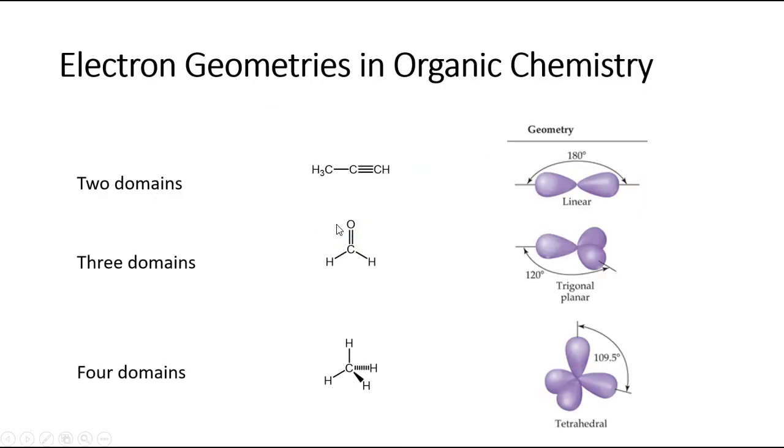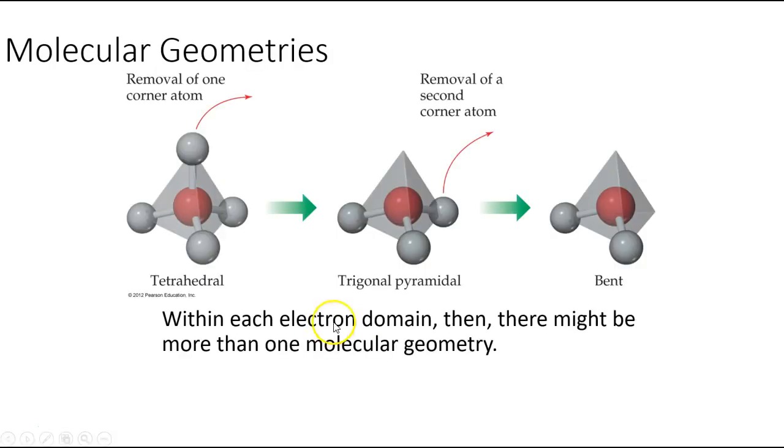Now, suppose you have a tetrahedral electron geometry, which you have here in methane. Does that mean you have a tetrahedral molecule? Well, that depends on how many of those domains are bonding versus non-bonding. As you see here, there's a tetrahedral electron domain. All of them are bonding domains, and so we have what we call a tetrahedral molecule, and so methane, CH4, would be an example of that.